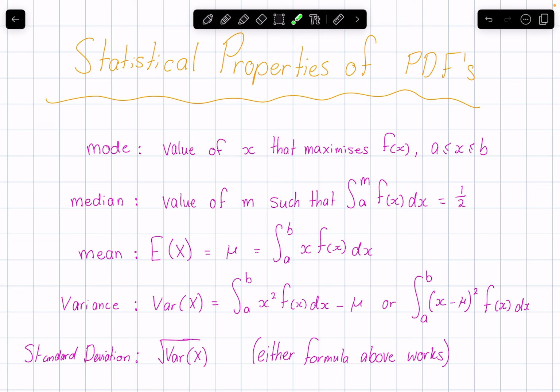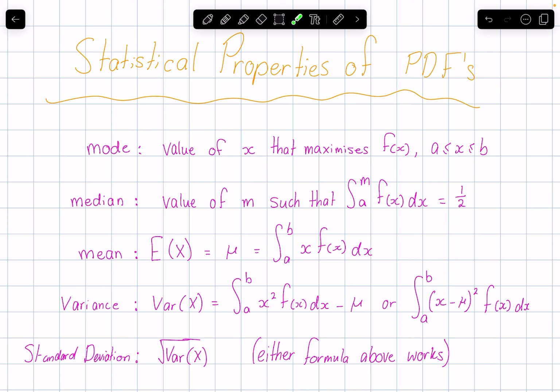And today we're going to look at a bit more of this probability distribution function stuff and more of the statistical properties that we can actually find from these PDFs. So you can see we've got the typical five that we usually find with stats: the mode, the median, the mean, the variance, the standard deviation, things that you've been looking at for a long time now.